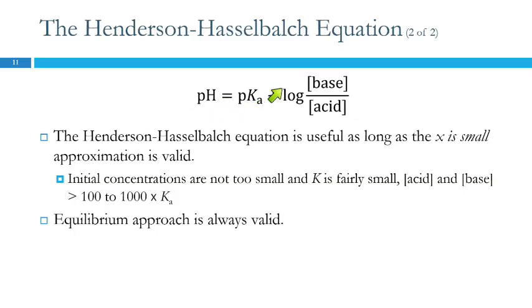So pH equals pKa plus the log of, and what that was, it was the conjugate base over the weak acid. So it's the base over the acid. This will work as long as the X is small approximation is valid. So then we want initial concentrations that are not too small, and we want K to be fairly small. So if the acid and base concentration are greater than 100 to 1,000 times of Ka, it's going to work out real well.